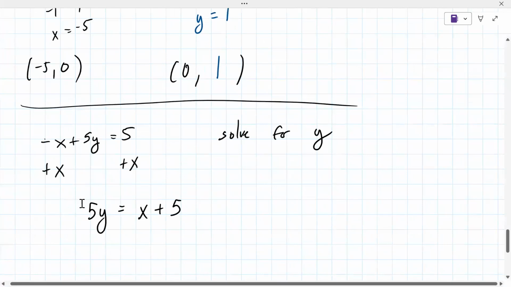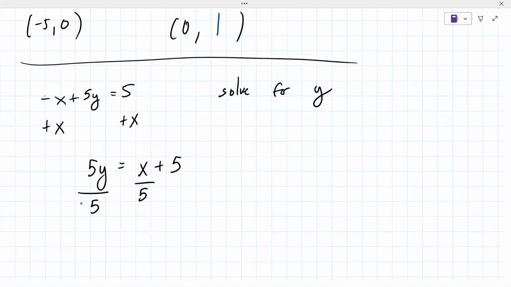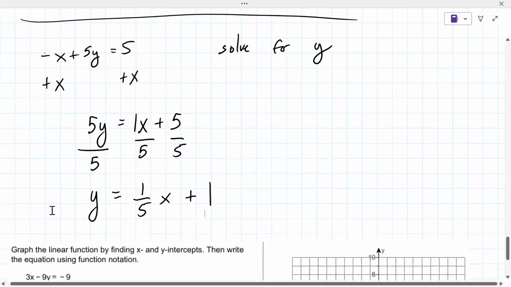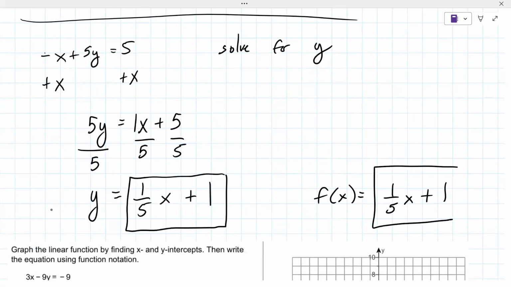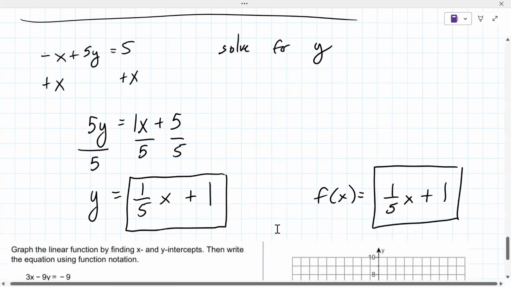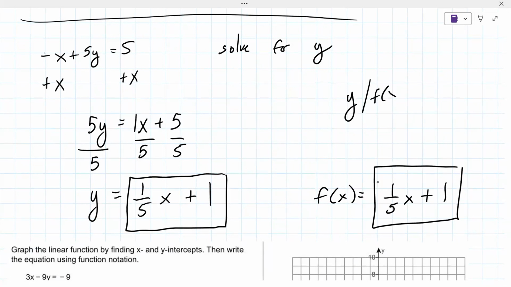And then you're dividing by 5. You've got to undo this here. Divide by 5, divide by 5. y equals 1/5 x, there's really a 1 there, plus 1. Now, y can be replaced by f of x. This is really f of x equals 1/5 x plus 1. So all you want to take away from this is that y and f of x are interchangeable. But you're essentially solving for y. Let me know if any issues on that before we move on to the next one.